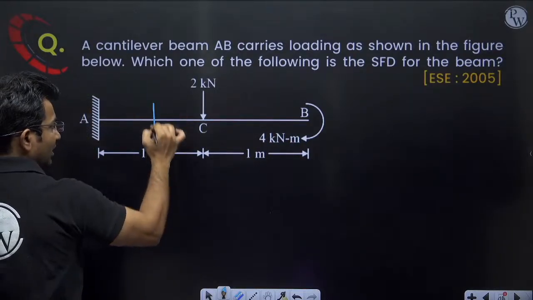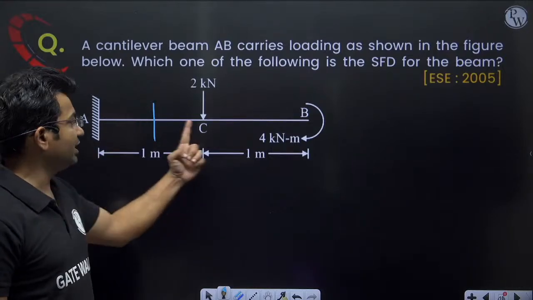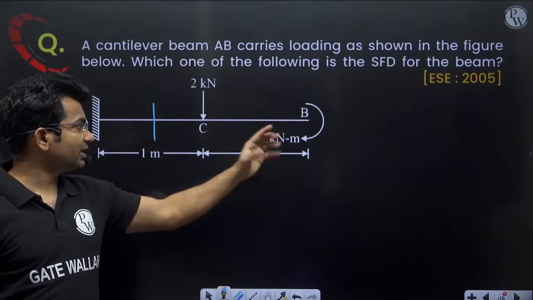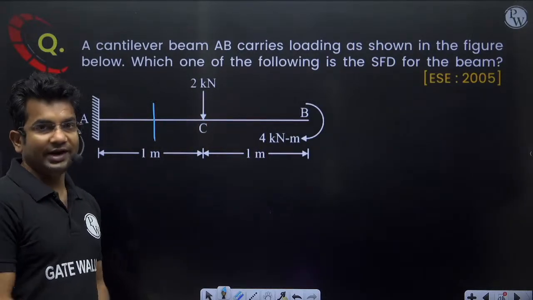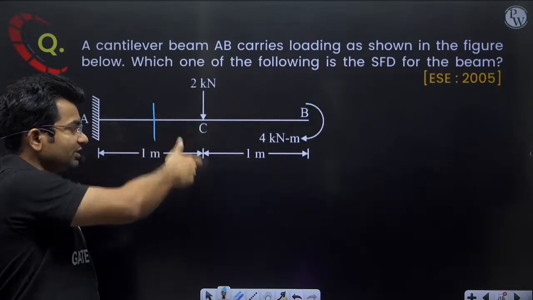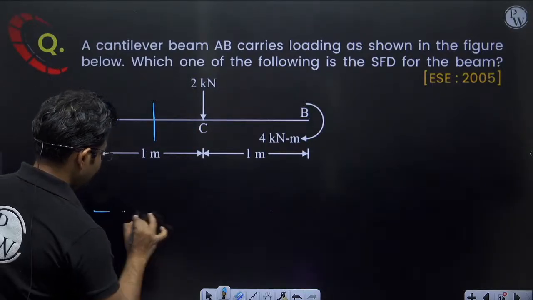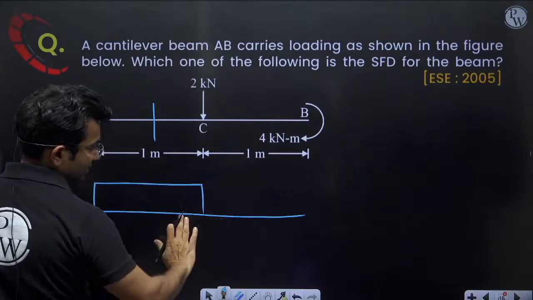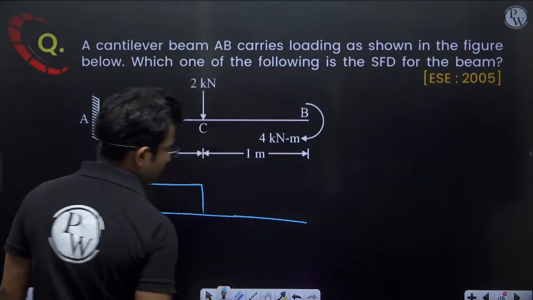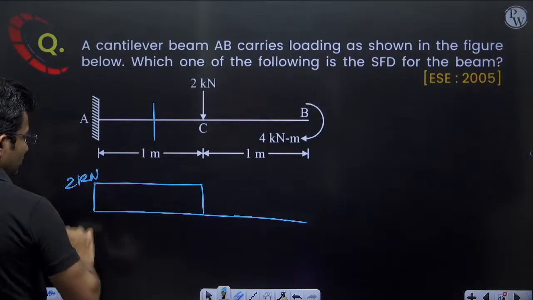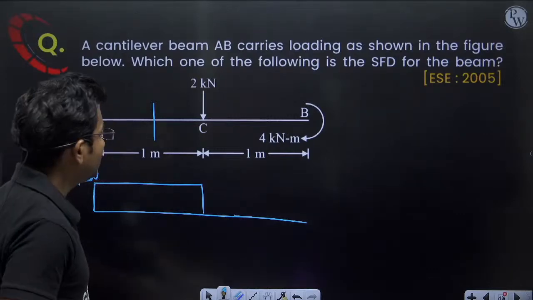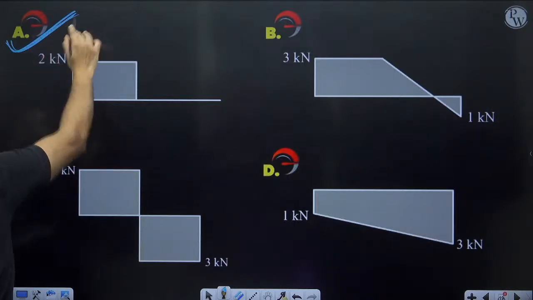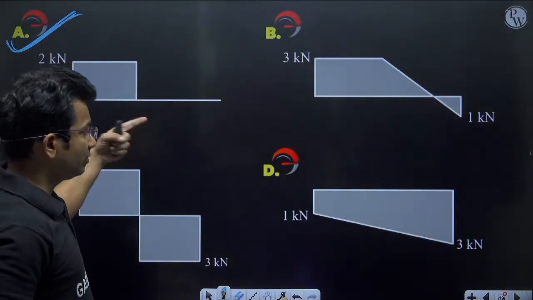Now if I want to find out in portion AC, let us take any general section, and the transverse force towards the right will be equal to 2 kilonewton. This 2 kilonewton gives clockwise rotation, so it will be positive. So the shear force diagram will be something like this: in this region I will get plus 2 kilonewton, and in this region I will have 0. So this is 2 kilonewton. Let us see what the options are. The correct answer will be option A: 2 kilonewton constant here, and from here to here it will be 0.